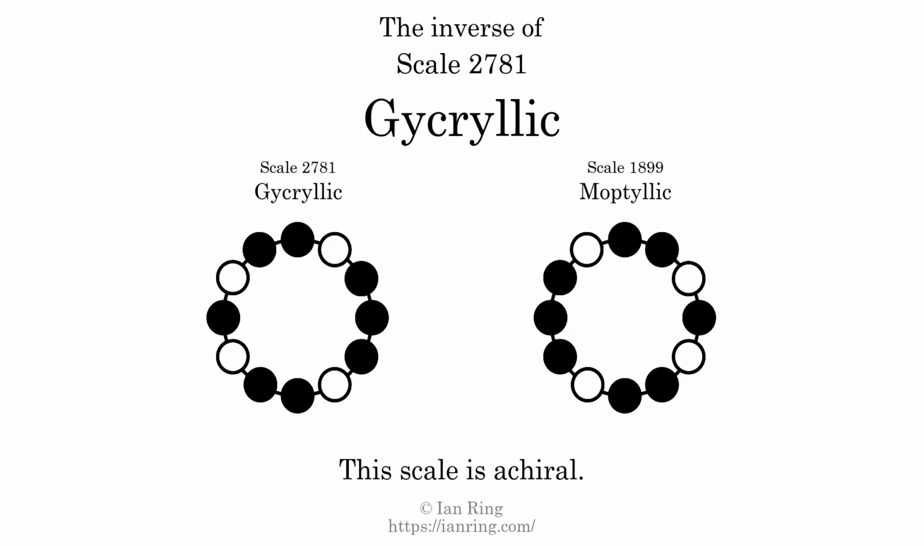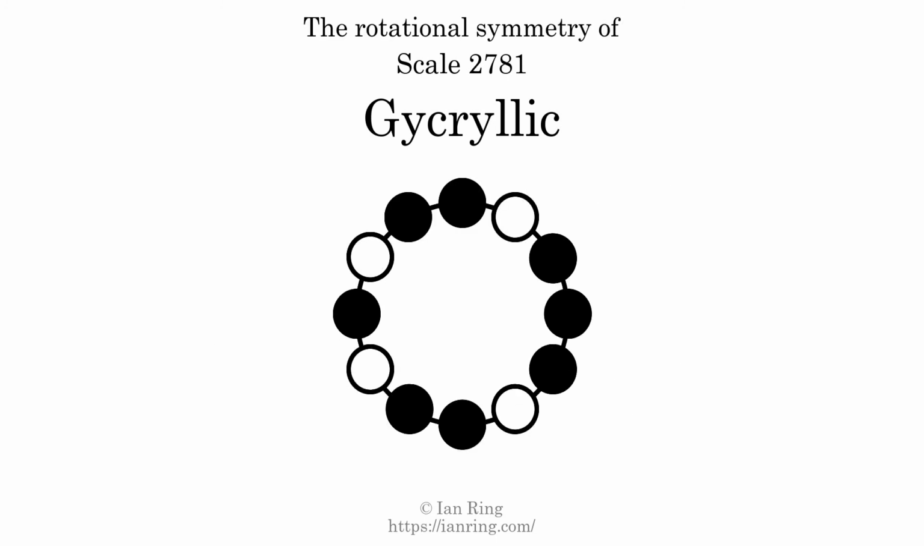The inverse of a scale is a mirror image. It is what you get when the sequence of intervals is reversed. The inverse of this scale is scale 1899, also known as octatonic. This scale is achiral, since it can transform into its own reflection by a rotational transformation. This scale has no rotational symmetry.